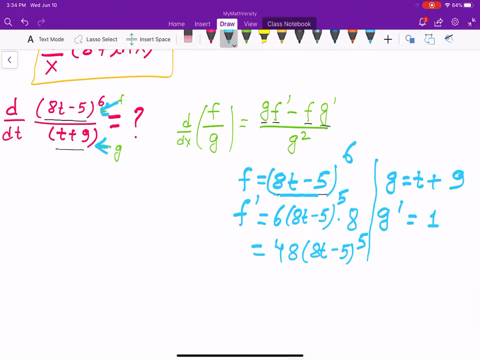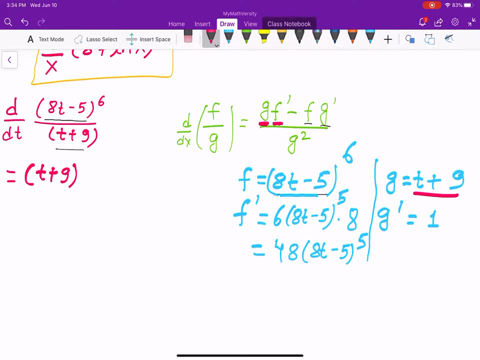We have f, g, f prime, g prime. So let's try to use the quotient rule, which I'm going to do right over here. What is the quotient rule? We need to write down g, and g is t plus 9. So let's write that down. We need to write down f prime, right? So what is f prime?